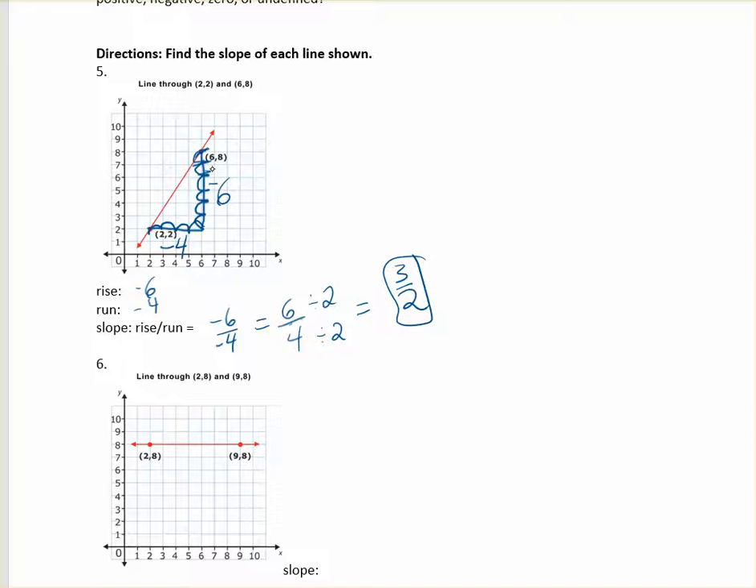Note that we usually write slope as a fraction. So I wouldn't get my calculator out and find out what 3 divided by 2 is. And I wouldn't write it as a mixed number. I would just leave this as 3 over 2.